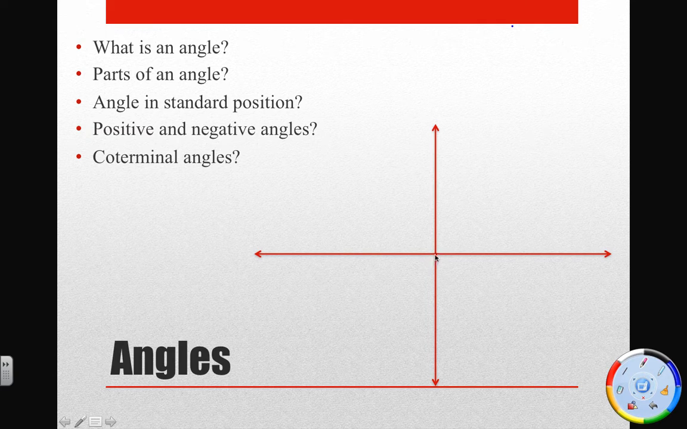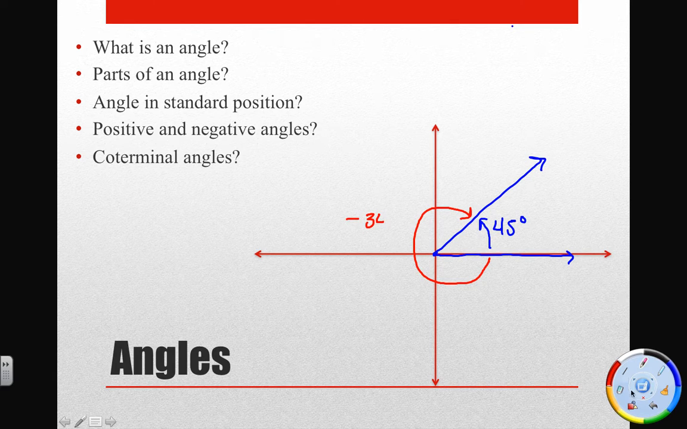So if I was to have an angle, here's my initial side, let's say this is a 45-degree angle. Well, that's not the only name that we could give this angle at all. We could give it many different names. If we were to measure in the negative direction, let's say this is the actual angle here. Well, this is also measured in negative degrees. This is negative 300, oops, not 45, 315.